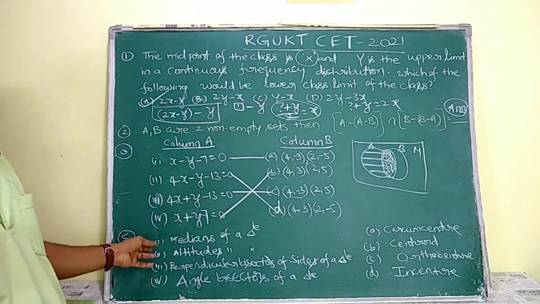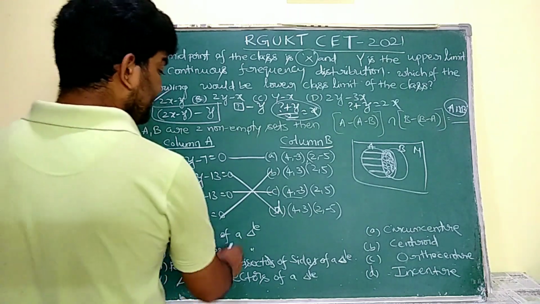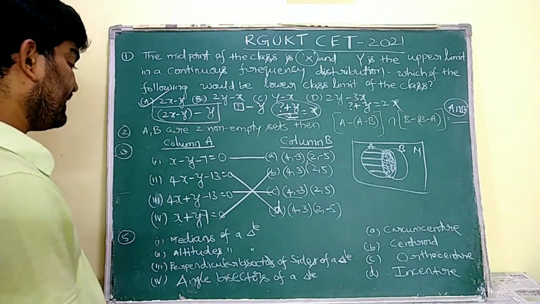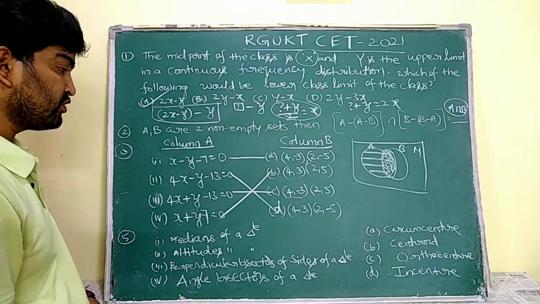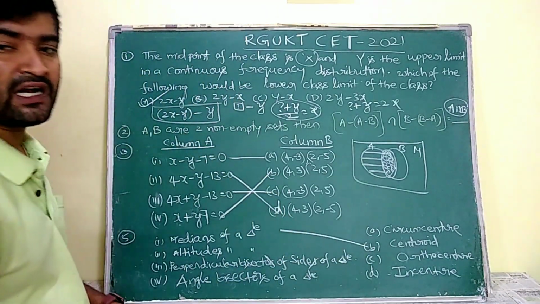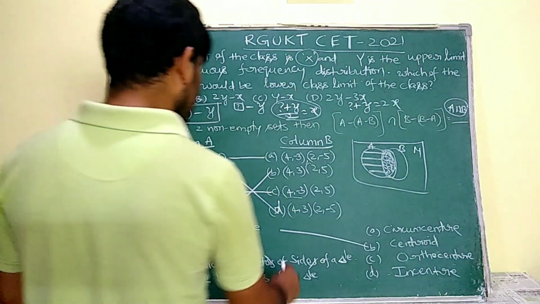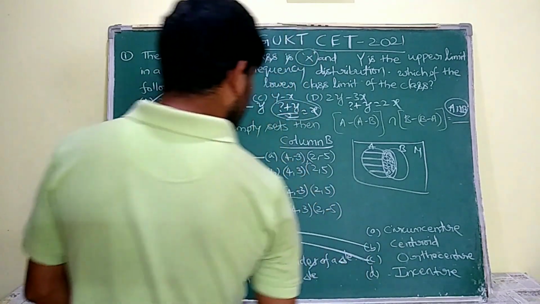Okay, now coming to this fifth one. Lack of space, I am going to discuss the fourth bit in the next one. See, medians of a triangle are going to form a centroid. We know that the concurrent point of medians of a triangle is the centroid. Altitudes of a triangle are going to form the orthocenter.